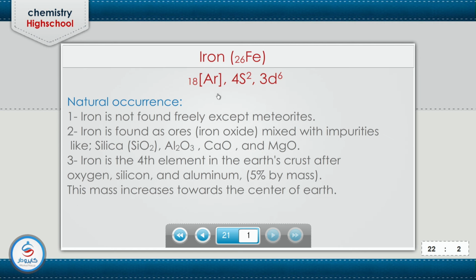Today we will continue studying iron metal and the extraction of iron from its ores. We transfer to the slide to see iron. Iron, as we know, has the atomic number 26 and its electronic configuration is argon 18, 4s has 2 electrons, 3d has 6 electrons.